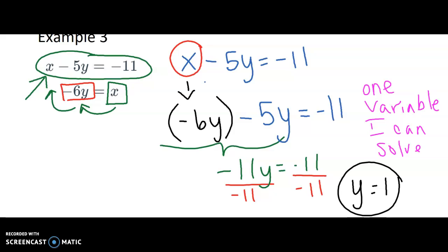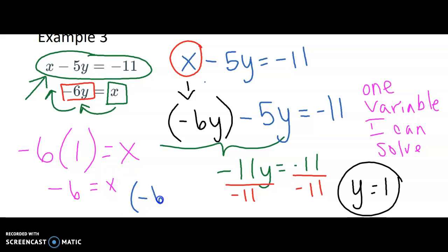Again, that's only half the solution because the system has a coordinate as a solution. So now we got to plug in that y back in here. It's easier to plug it into the bottom one. It doesn't really matter which one. So I'm going to have negative 6. And instead of y, I'm going to plug in that 1 I got. So negative 6 times 1 is negative 6. X equals negative 6. My solution is negative 6, positive 1.